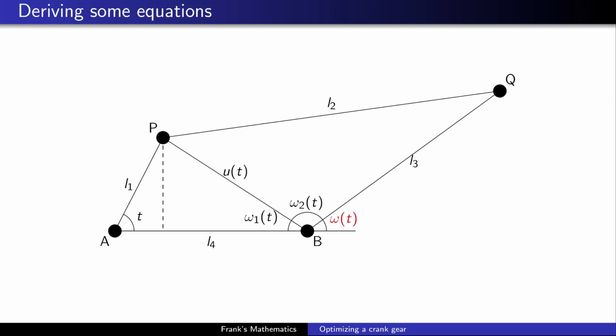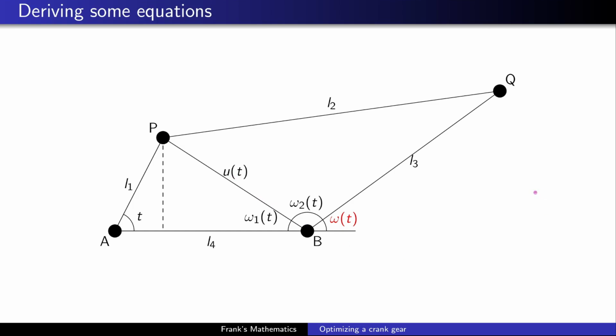We start by giving some angles a name. The angle between A, B and P is called omega 1. The angle between P, B and Q is called omega 2. And it is clear that if we are able to derive formulations for omega 1 and omega 2, then our function omega is just pi minus omega 1 minus omega 2. And for this construction, we'll need the length between P and B, and this is denoted with U of T.